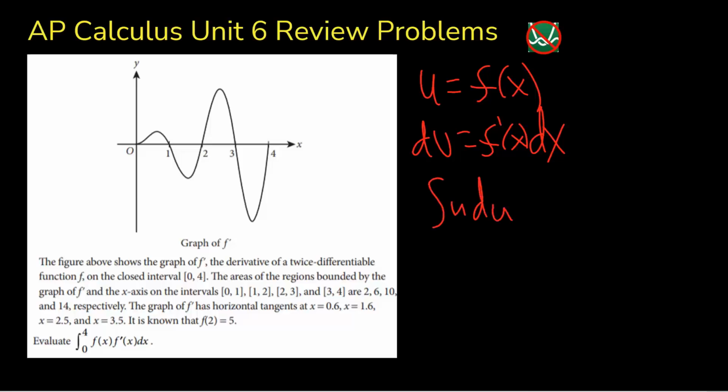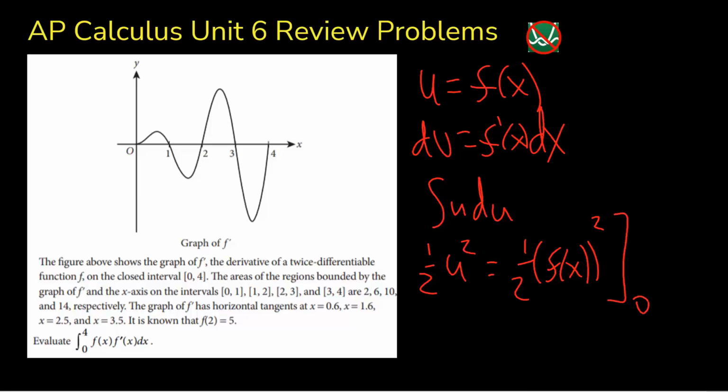Now I didn't change the limits, so I'm not going to put them on there. The antiderivative of u is 1/2 u squared, which is going to be 1/2 f of x squared. And then we're going to evaluate that at 0 and 4. That's the little trick to this piece. So you do 1/2 times f of 4 squared minus f of 0 squared.